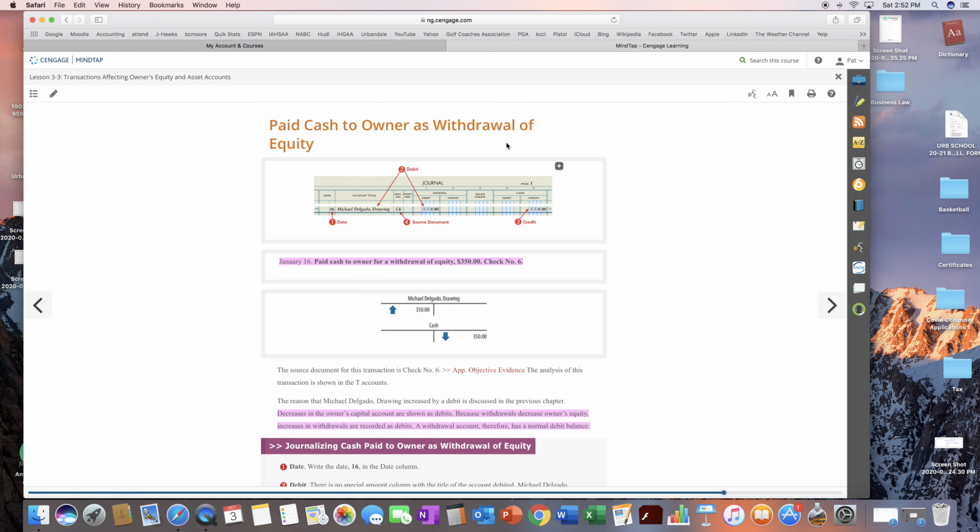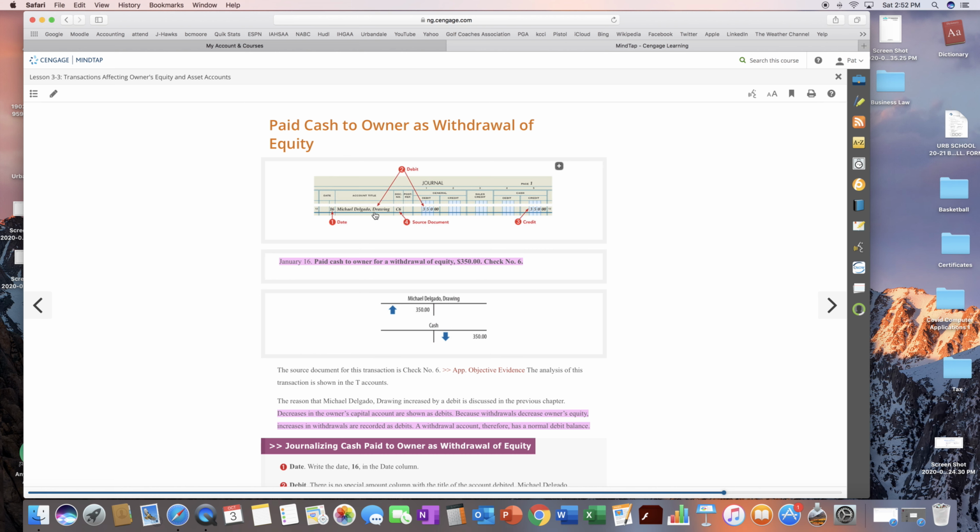Last one we know, pay cash to owner, withdrawal of equity. Again, this should be similar to our transaction sheet being one of the last ones. Paid cash to owner, withdrawal of equity. It might say withdrew equity in the form of cash. It'll be a check. When we see that, we automatically know we're lowering the asset cash. It's in the special amount column, cash.